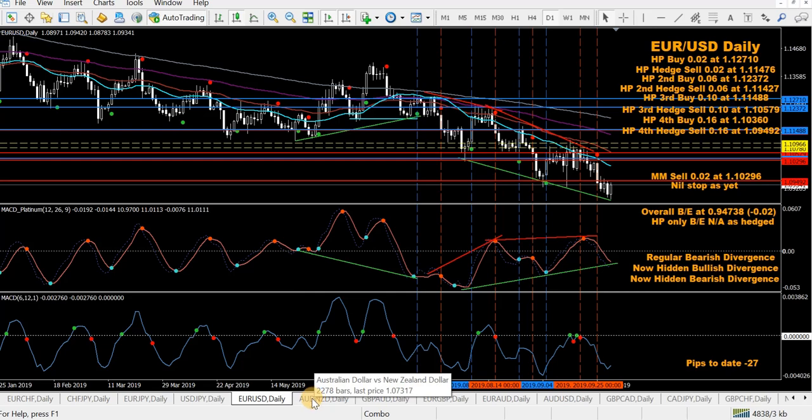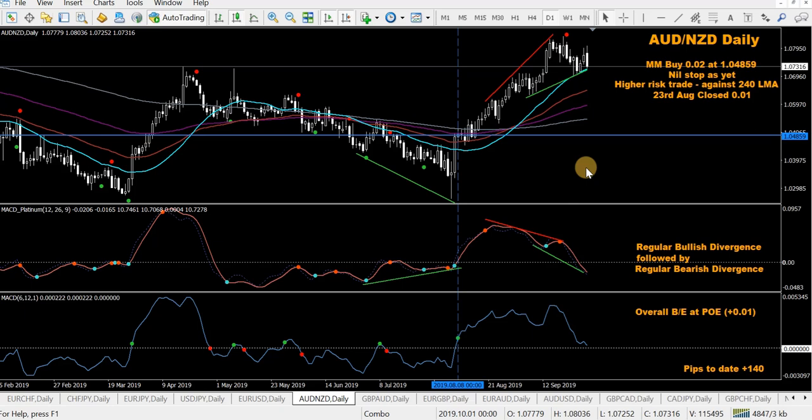My favourite pair, as you all know, Aussie New Zealand. I'm in the one trade here. I've stopped it on my HP sell, which is up here, but I'm still in a mod MACD buy from all the way back here, which is about 8th of August. It looks like it's getting close to the 0 level now. I've already closed half, so yeah, my break-even's at the point of entry. It's plus 0.01, so if I do get a reversal, so be it. It's no worries.